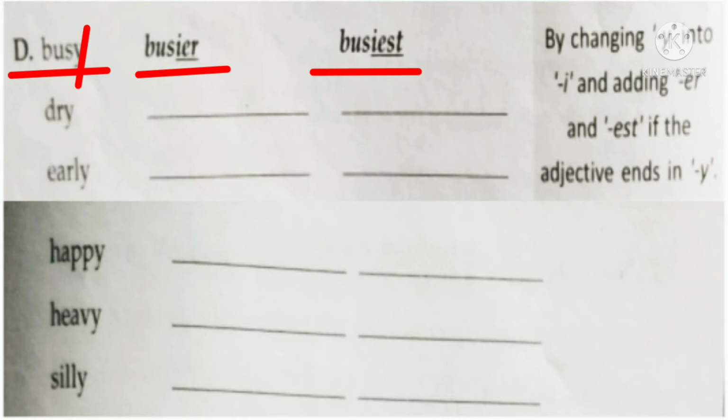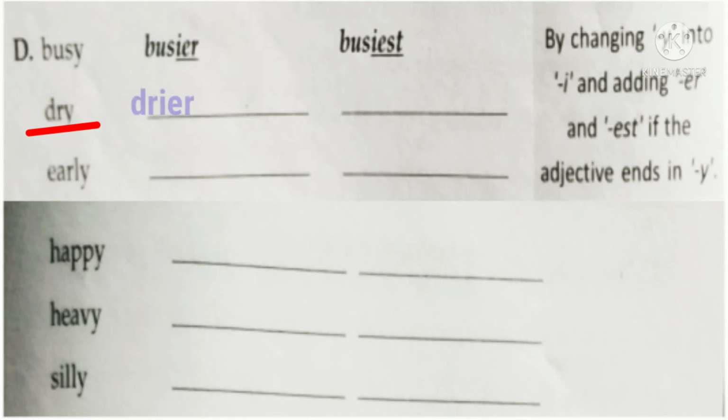Okay, now look at the next adjective, that is dry. So the comparative degree of the adjective dry will be drier, that is D-R-I-E-R, and the superlative degree will be driest, that is D-R-I-E-S-T. Okay. The next one is early.